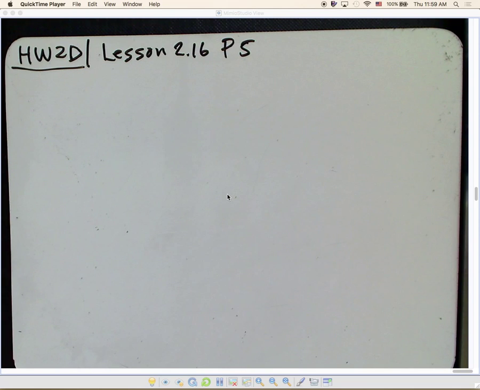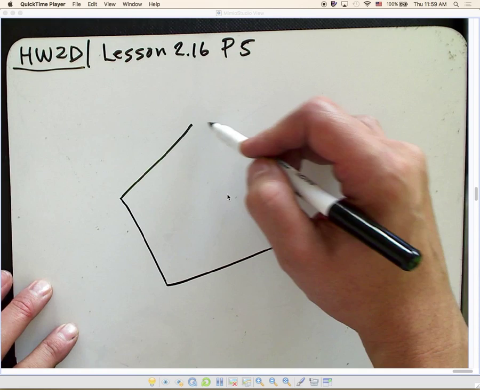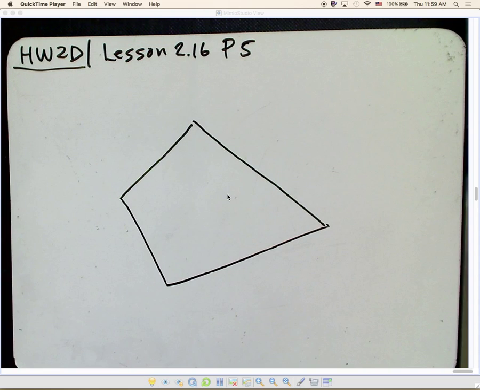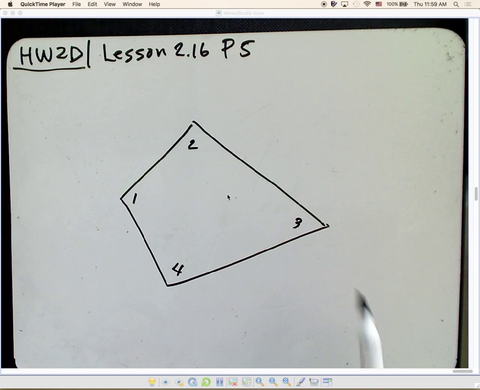It says the sum of measures of angles of a quadrilateral is always 360. Explain why. So a quadrilateral is a polygon with four sides, and we have 1, 2, 3, 4 angles. If you add all the angles, those angles must add up to 360.